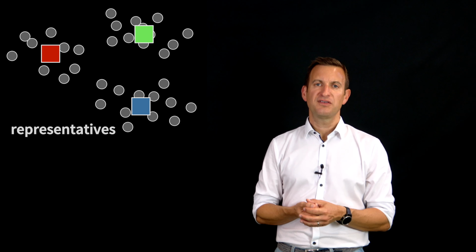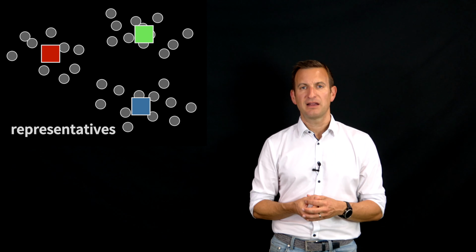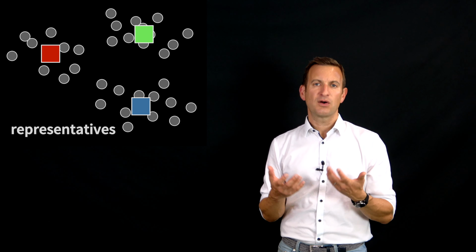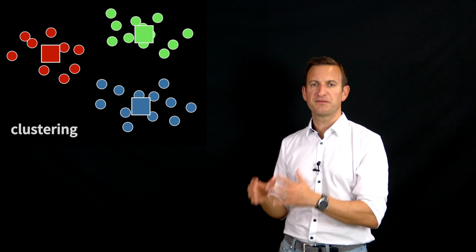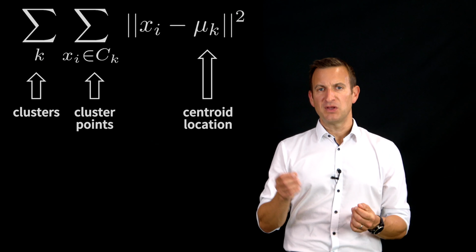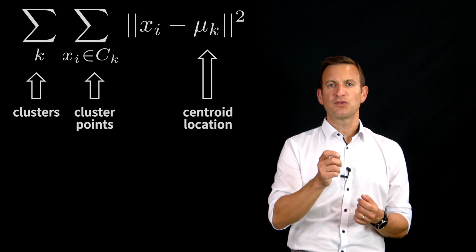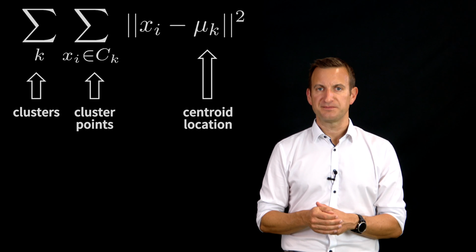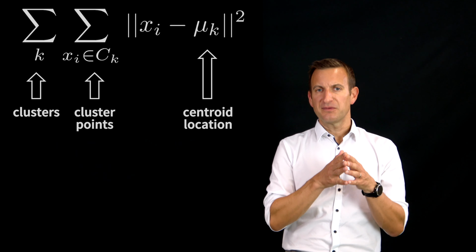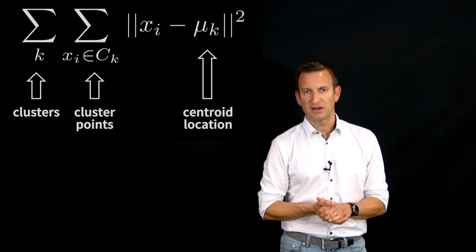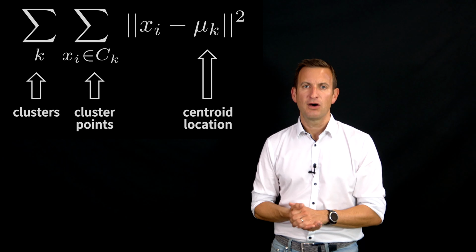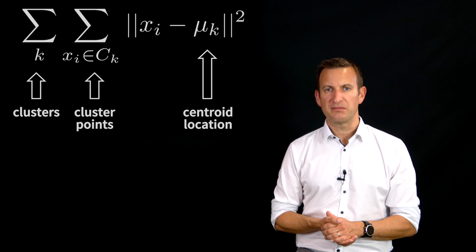Then those representatives, here illustrated by the colored rectangles, are one solution for those representatives and the corresponding assignments of data points to those representatives. And k-means does it in a way that it minimizes the squared distance between the data point and its closest centroid or representative. And it basically minimizes the sum of all those squared distances over all our data points. This is the mathematical optimization that the k-means algorithm is doing.